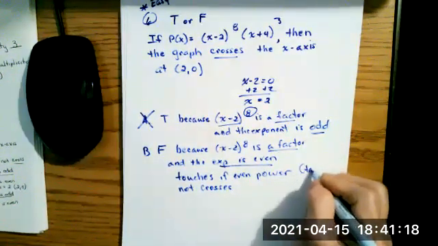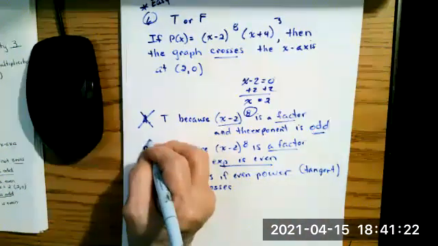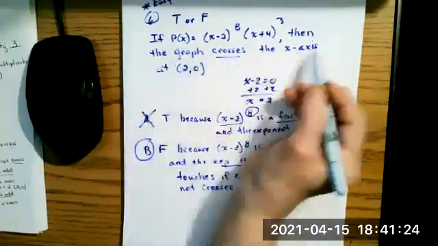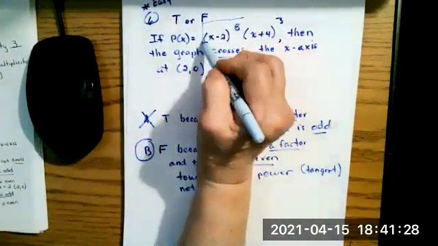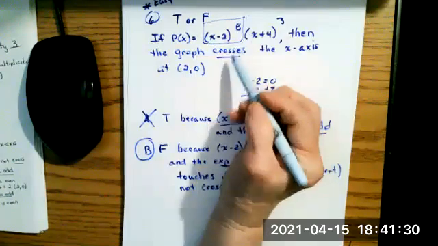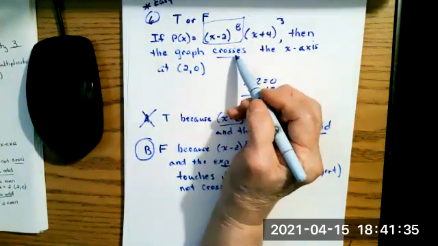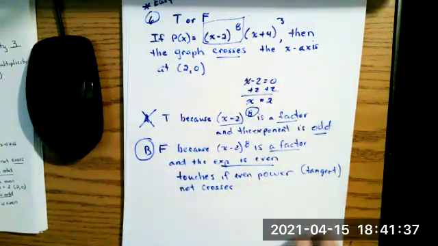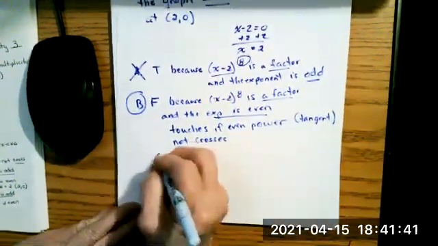Touches is called tangent. They'll use the word tangent. So this is the answer that we want. That's a false statement because they're talking about this one right here, and it's not going to cross because if it's an even power, it's just going to touch it and bounce off. Let's look at the other two options so you can see what they're going to do.